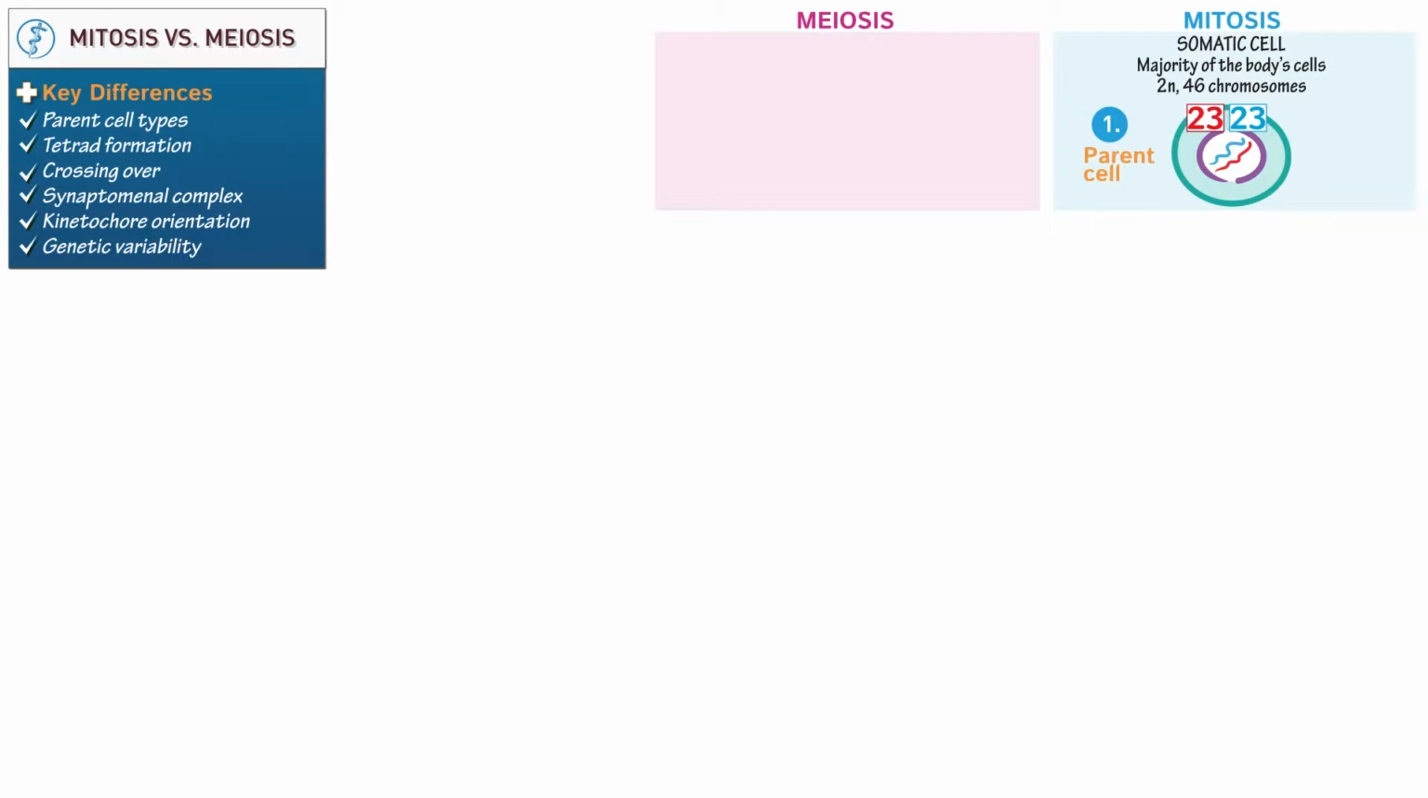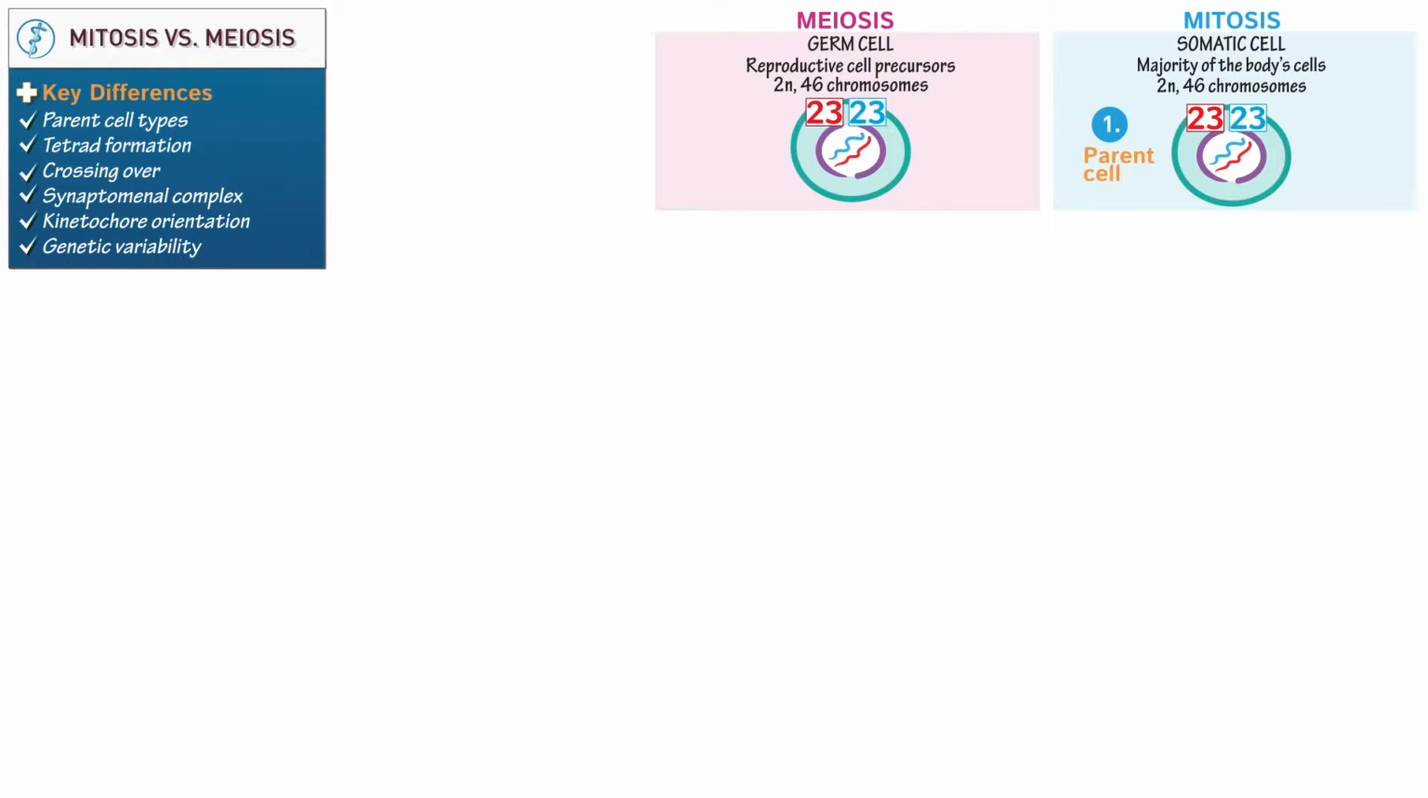For meiosis, draw a germline cell with 2 sets of 23 chromosomes. Indicate that it's also diploid, 2N, 46 chromosomes. Write that germline cells are reproductive cell precursors. Now let's illustrate the distribution of genetic material in each process.